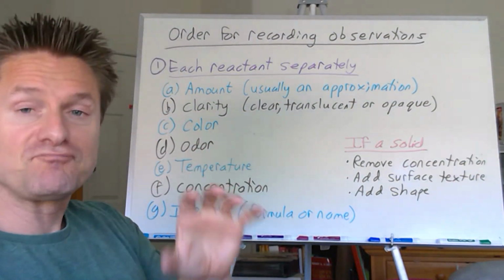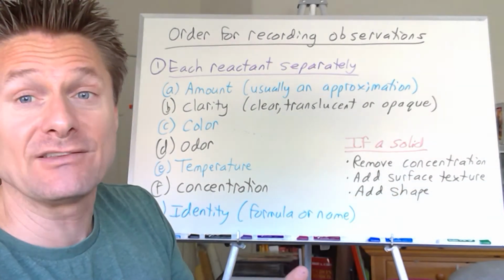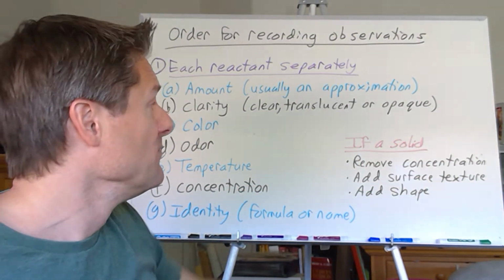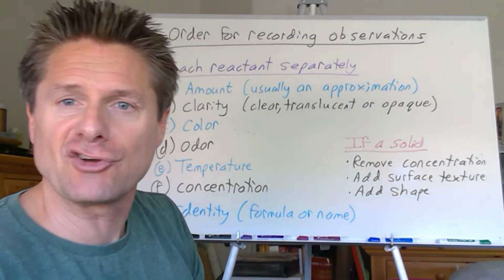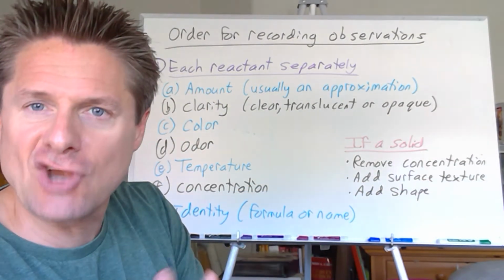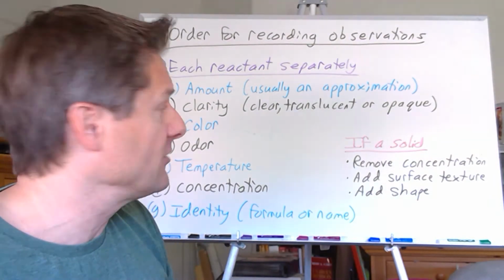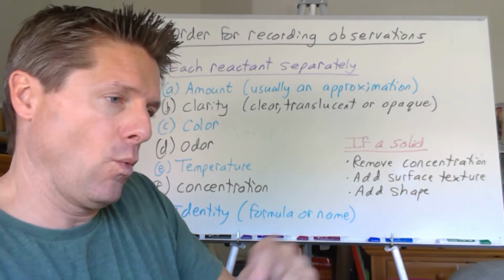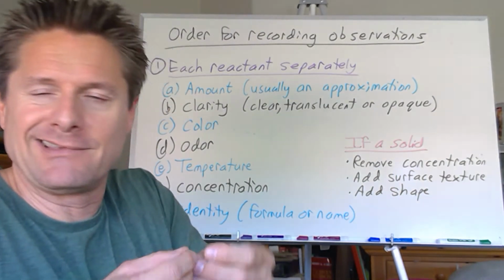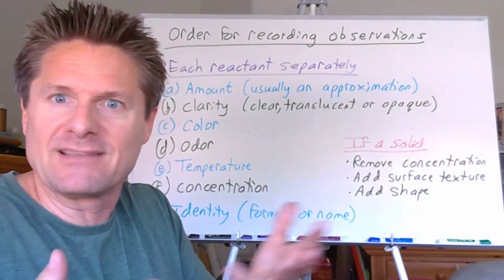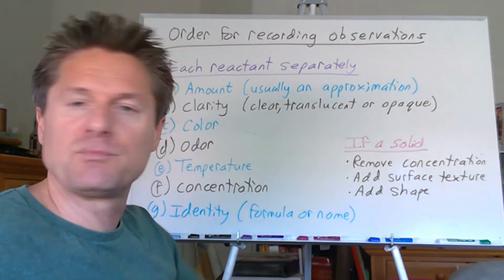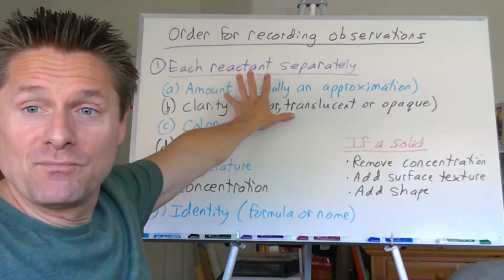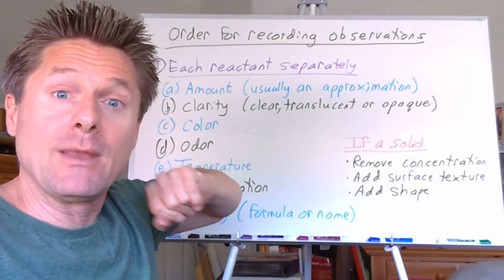Now, if one of your reactants or more is a solid, we're going to skip the concentration. Doesn't make any sense. And we're going to add 2 things. The surface texture. Is it porous? Is it shiny, smooth? Is it powdery? And add shape. Is it a wire? Is it a foil? Is it a pellet? Is it a small stone? Is it, like I said, powder, those kinds of things. So be a little more specific on that. But most commonly, you're using solutions. All right, so that's step 1. Let's look at step 2 and then step 3, and we'll actually do a demo.